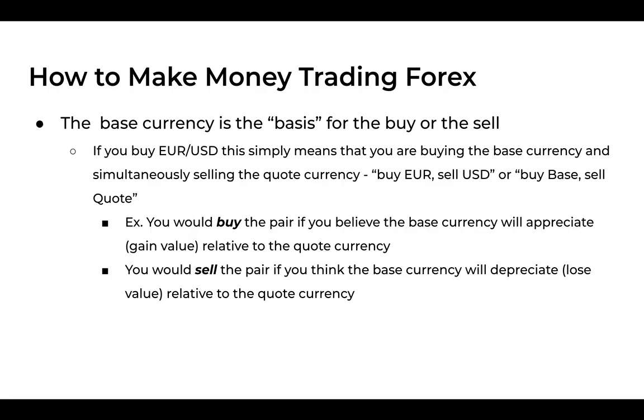If you buy Euro USD, this simply means that you are buying the base currency and simultaneously selling the quote currency. So buy Euro, sell USD, or buy base, sell quote, or sell base, buy quote. You just flip those, but you're always deciding for the most part based on the base currency. You would buy the pair if you believe the base currency will appreciate, gain value relative to the quote currency, and you would sell the pair if you think the base currency will depreciate or lose value relative to the quote currency.